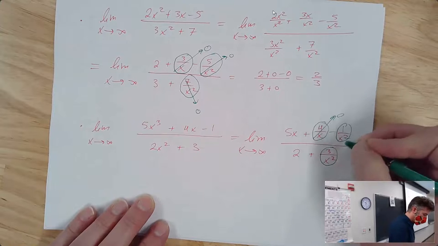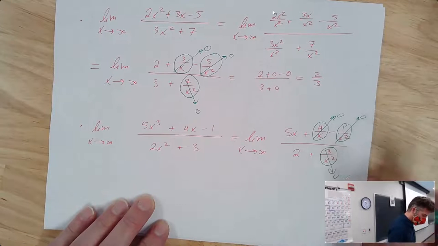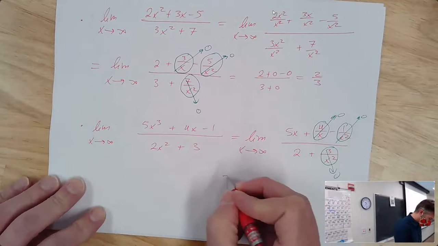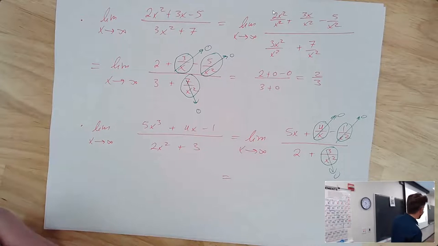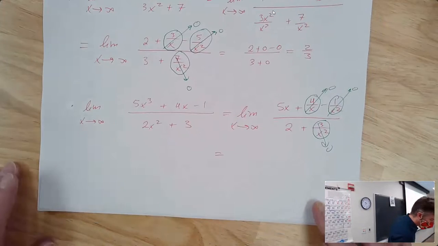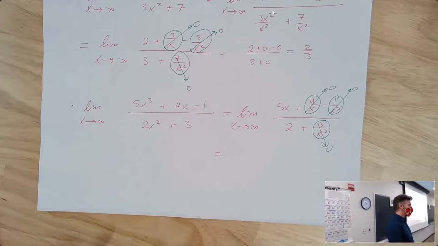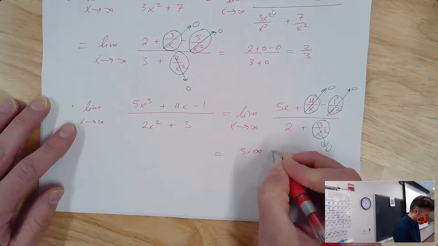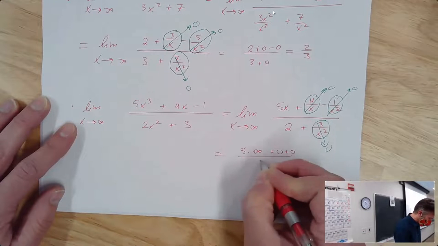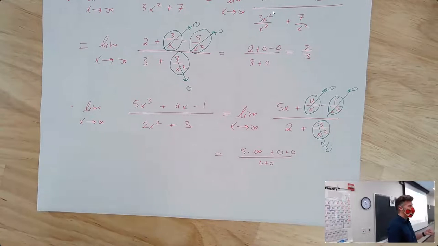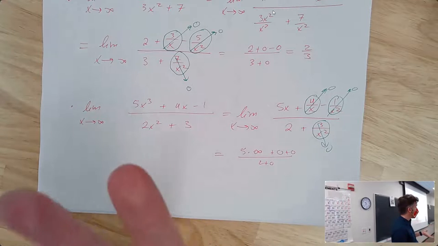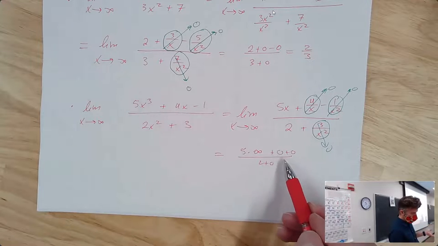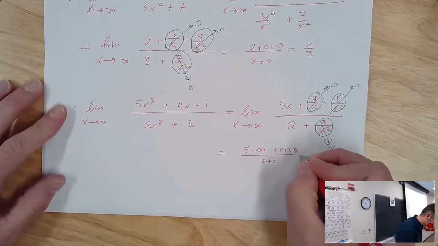Thank you. Yes, I saw some zeros there. So what am I left with? I don't want to say I'm left with a 5x over 2, because technically I should be letting all the x's go to infinity at the same time. So I really should say I'm left with a 5 times infinity plus 0 plus 0 over 2 plus 0. See, 5 times infinity, still infinity, plus 0, still infinity, divided by 2, still infinitely large.